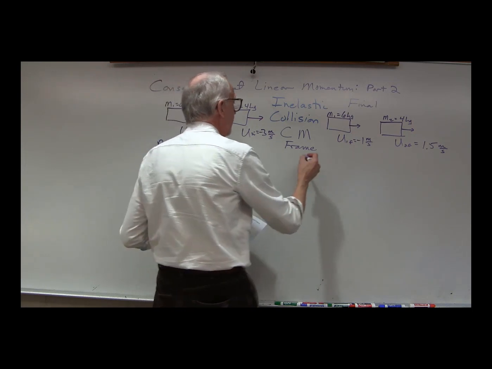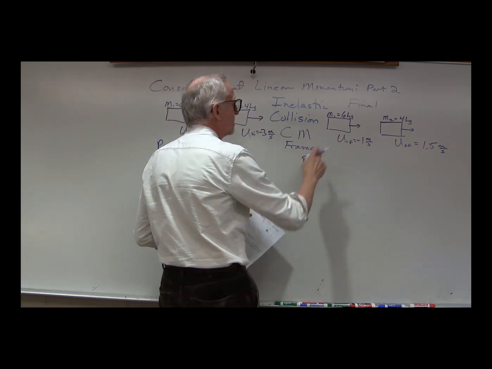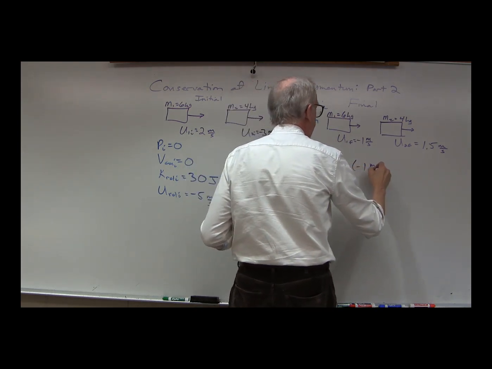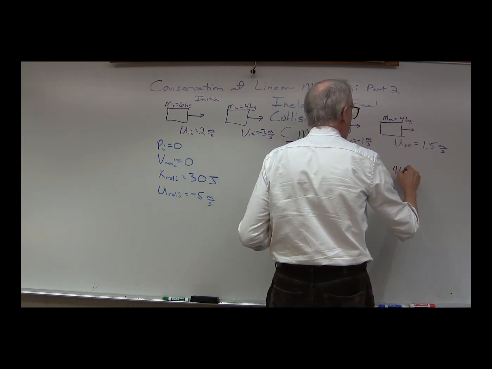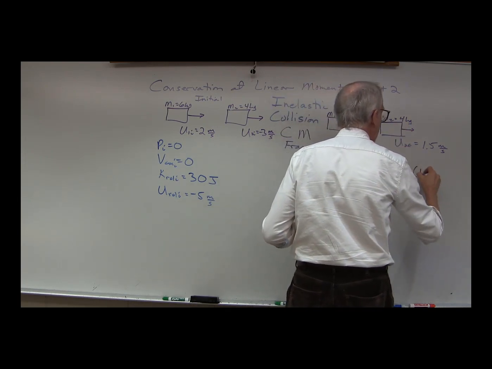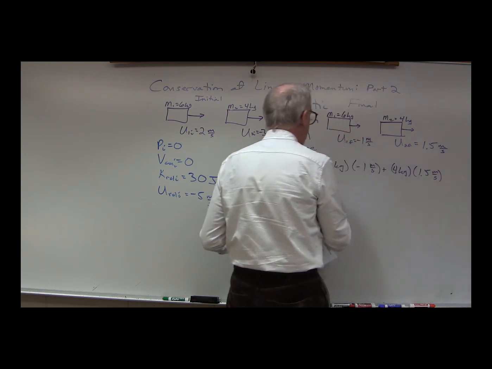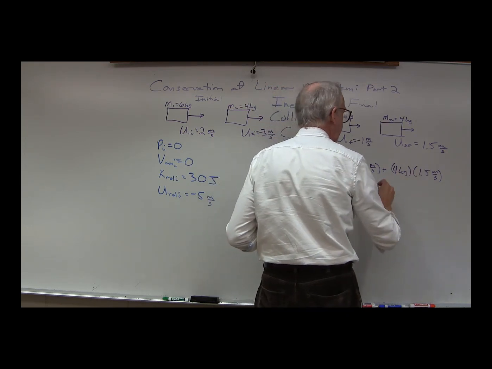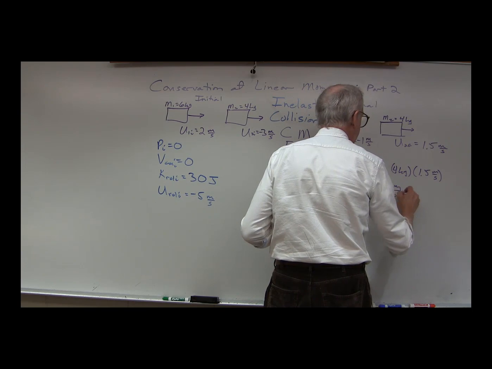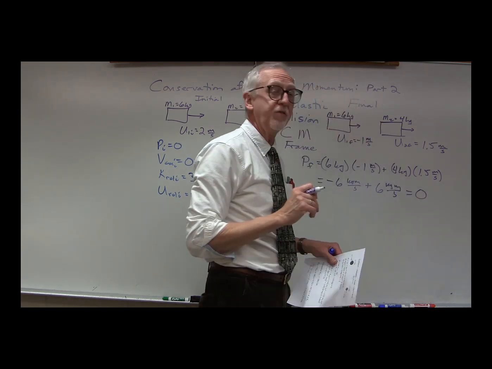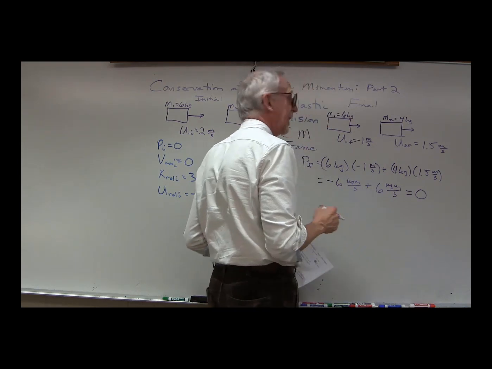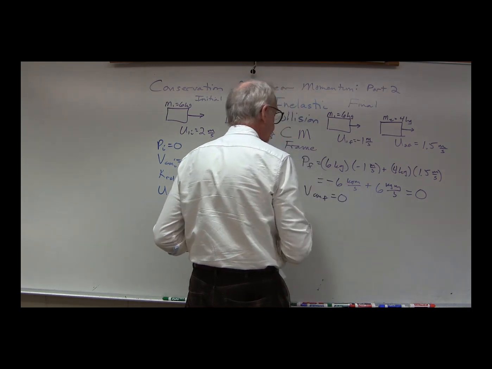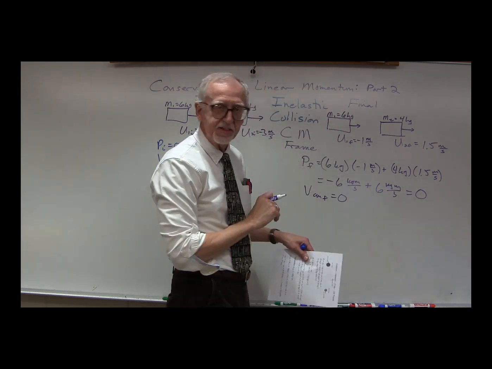So finally, we have P final equals 6 kilograms, M1, times U1 final, negative 1 meter per second, plus M2, 4 kilograms, times U2 final, 1.5 meters per second. 6 times negative 1 is negative 6 kilogram meters per second, plus 4 times 1.5, which is 6 kilogram meters per second. We end up with a total final momentum of 0, as we would expect. What is the velocity of the center of mass? Again, 0. Total momentum 0, velocity of center of mass 0.